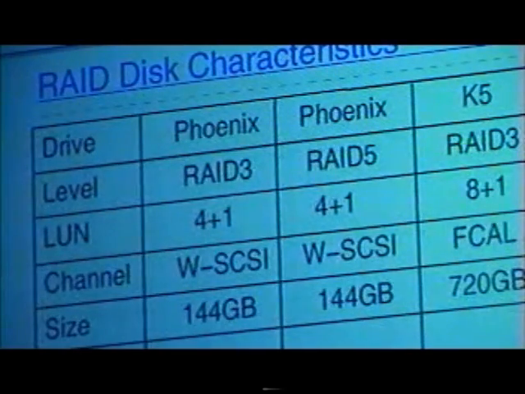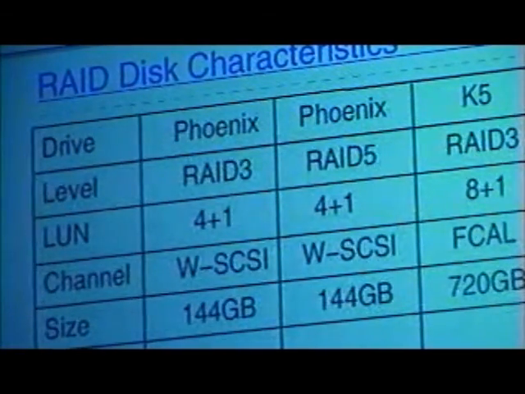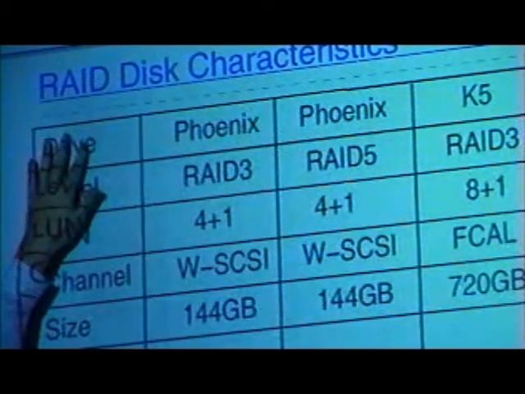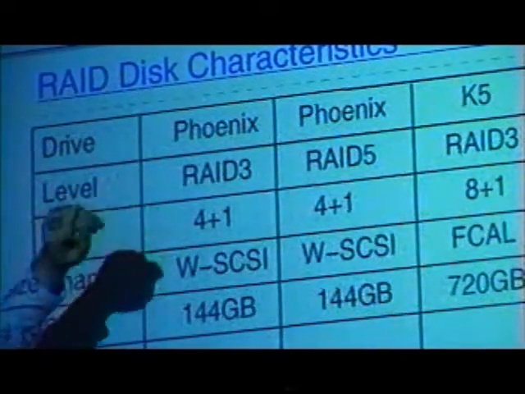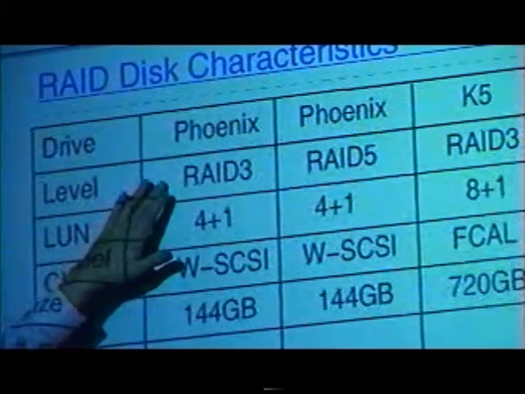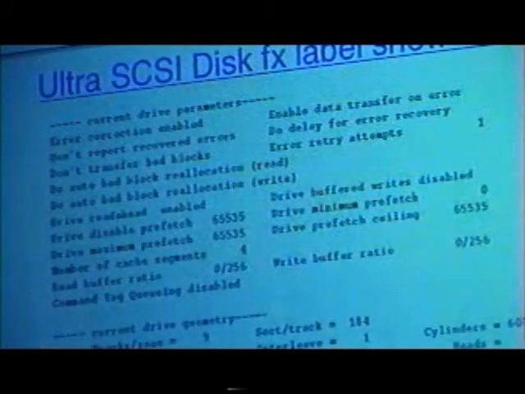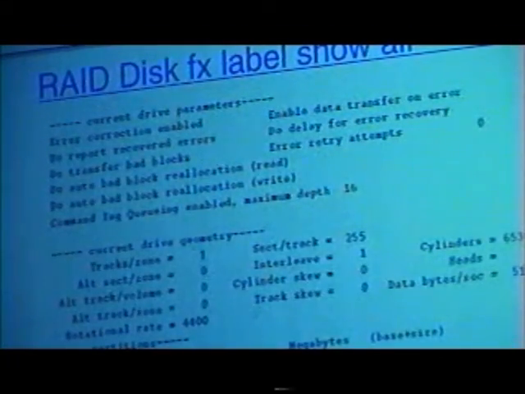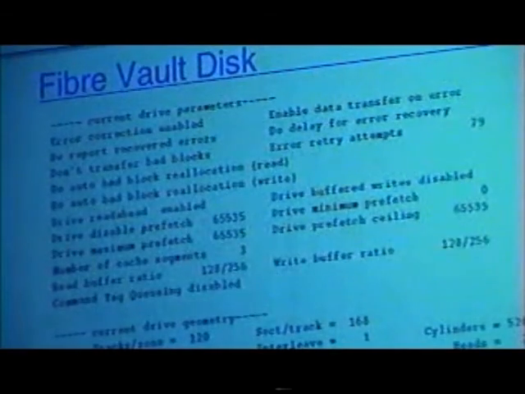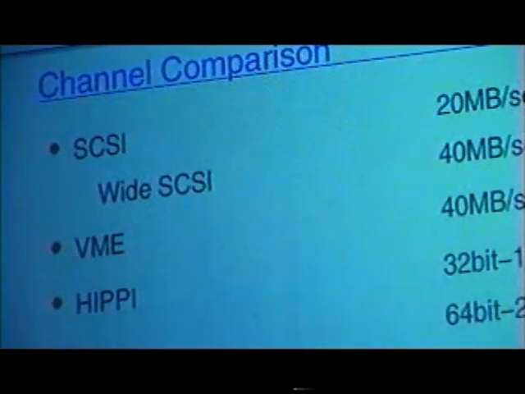And then I also listed some of the older disk RAID cabinets that we had. This really shouldn't be the drive, but the controller, the type of SP controller that's in there, Phoenix controllers and K5 controllers, how they're configured with RAID 3 or 5 levels, and some of the characteristics about them. And then there's an FX label show all for the different drives, showing me my geometry questions and stuff. And lastly, there's just a couple of slides here showing me my channel comparisons.